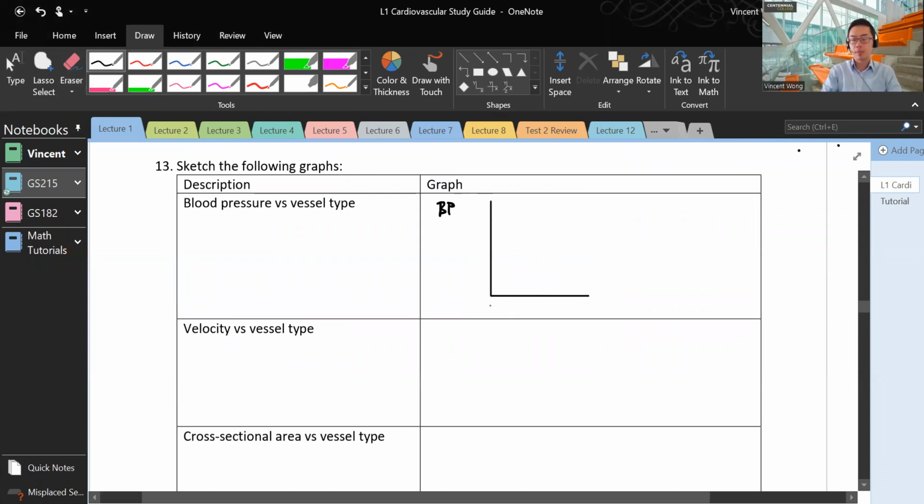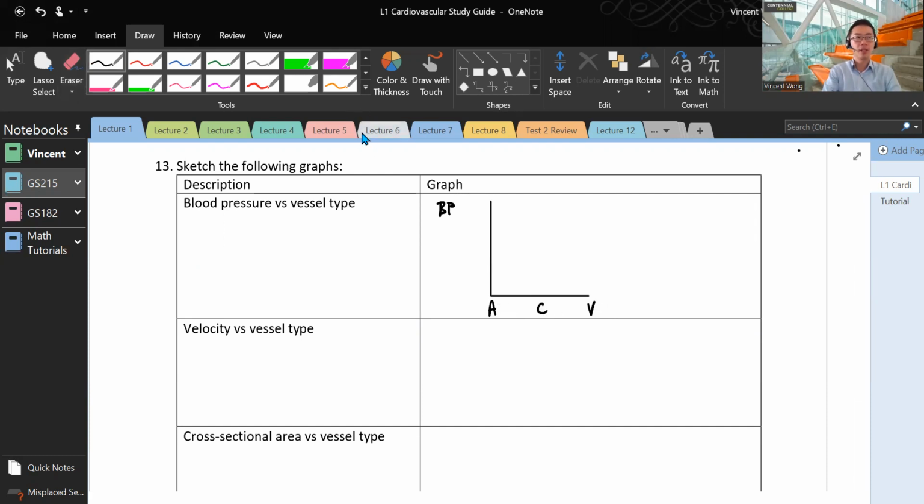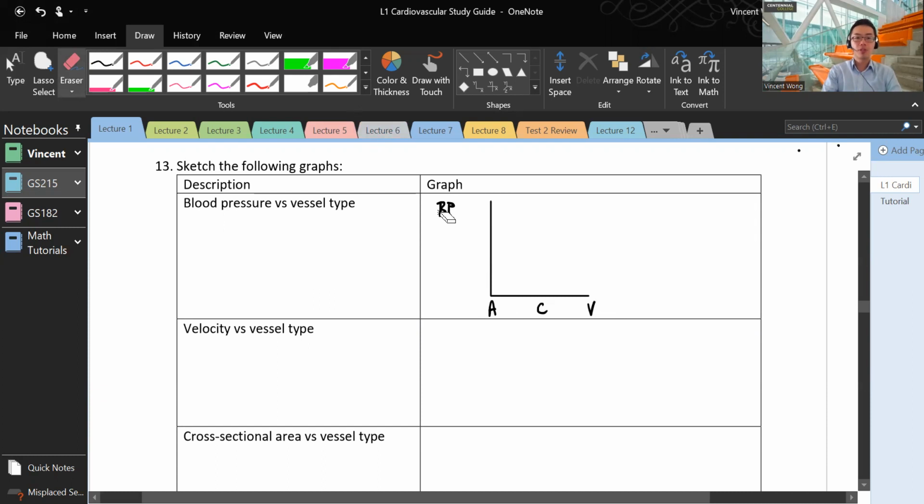we can separate it into arteries closest to the heart, capillaries in the middle, and the veins. In between the arteries and the capillaries, we have the arterioles, and between the capillaries and the veins, we have the venules. But for the most part, we just focus on the big ones: the arteries, the capillaries, and the veins. So what happens to blood pressure as we move from artery to capillaries and then to veins?